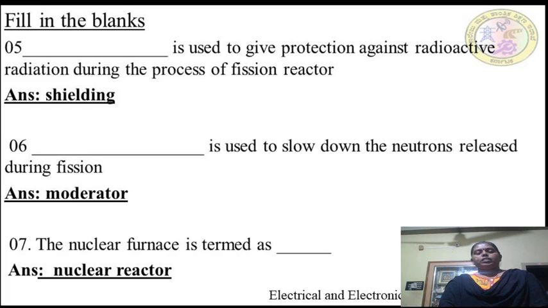Sixth, dash is used to slow down the neutrons released during fission. In the nuclear reactor, fast moving neutrons can be slowed down by using a moderator. The answer is moderator. Seventh, the nuclear furnace is termed as dash. It is termed as a nuclear reactor. Answer is nuclear reactor.